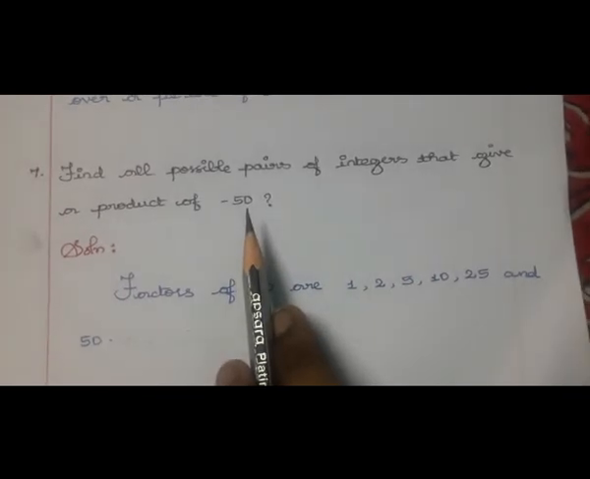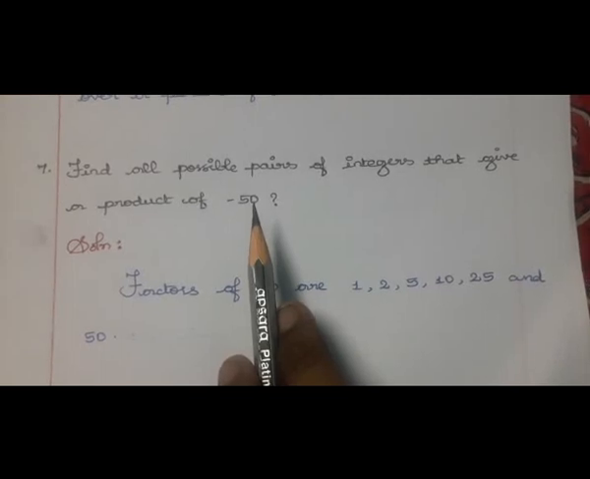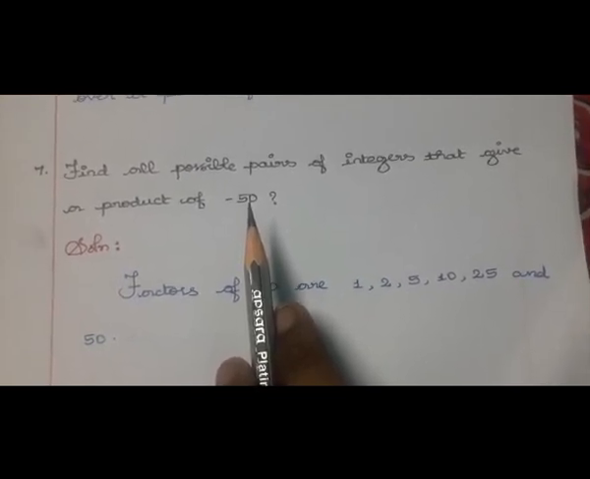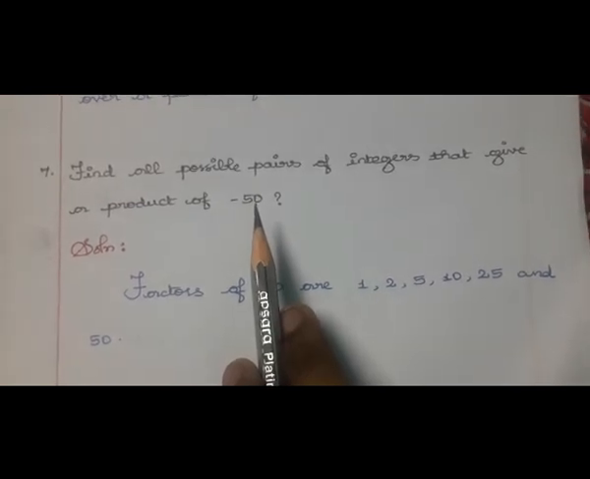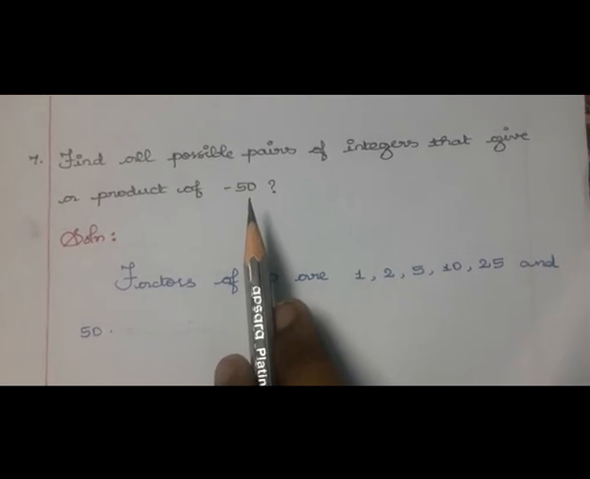Find all possible pairs of integers that give a product of minus 50. Okay. So, the possible pairs of integers is nothing but we are going to consider A, B, two numbers, but when you multiply these two, both are integers. So, when you multiply two integers, you want to get the answer as minus 50.